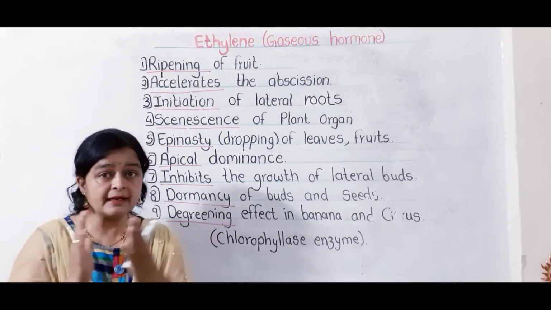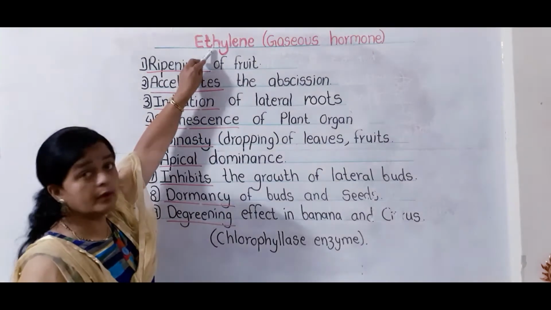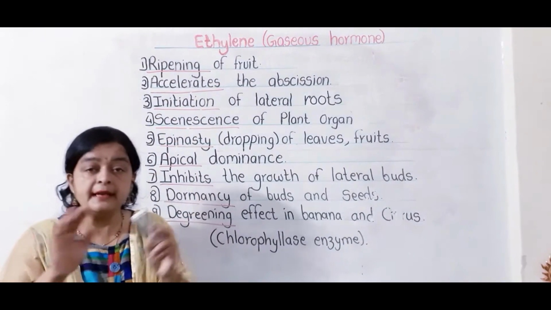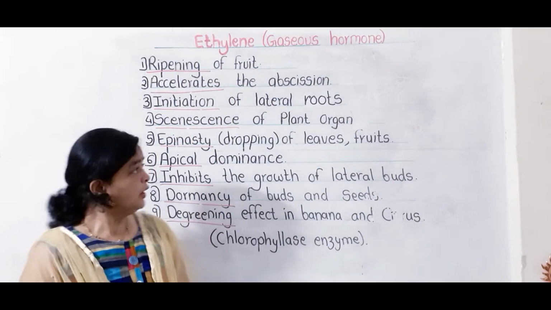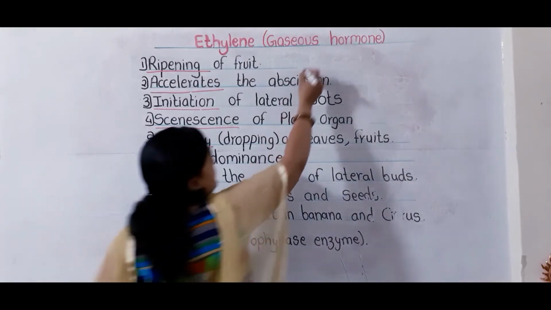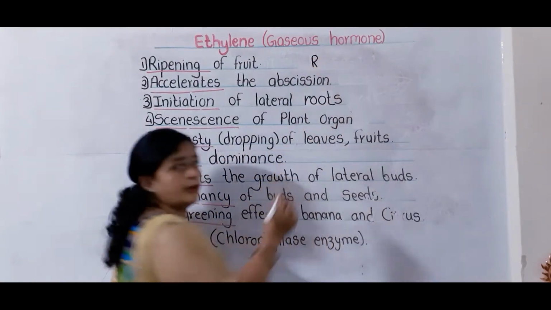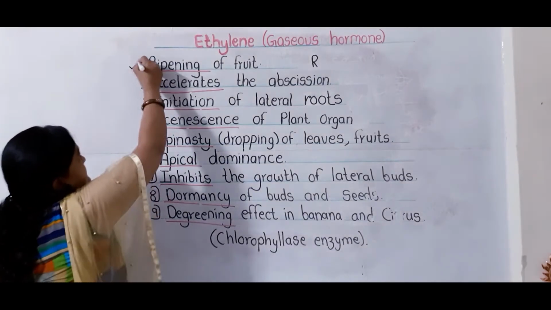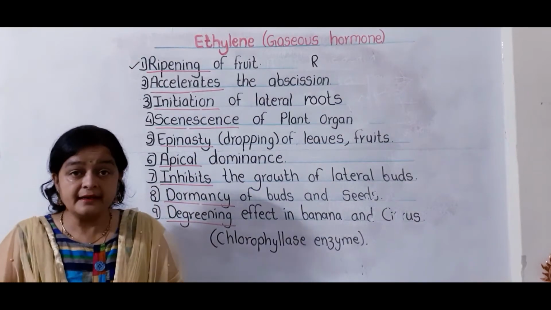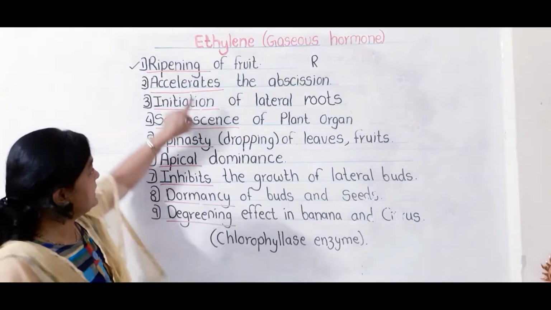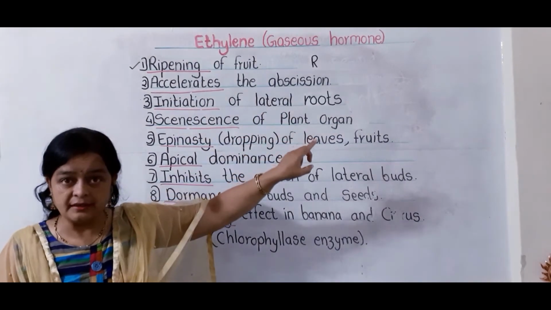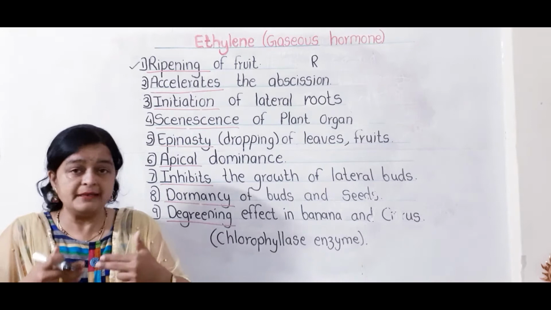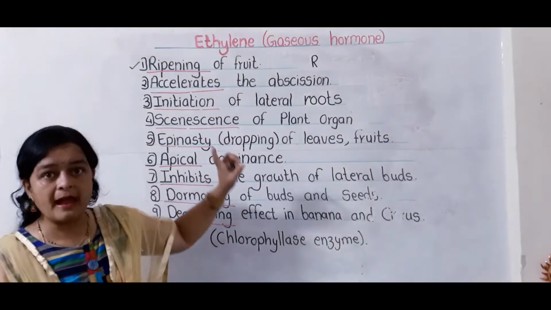So who is bringing this change? Ethylene hormone is responsible for bringing the ripening in the fruit. So the first point is R. R means it is responsible for bringing the ripening of the fruit. Next function is it accelerates. Accelerates means it speeds up. It accelerates the abscission. Now what is the meaning of abscission?